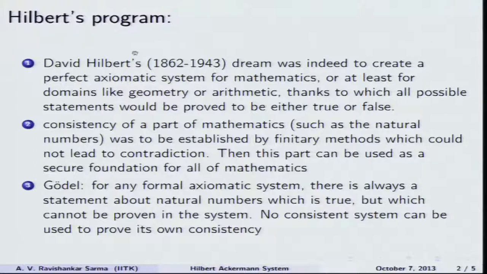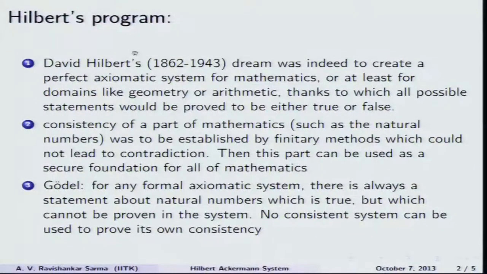His dream was indeed to create a perfect axiomatic system for mathematics, or at least, if we restrict ourselves, for geometry and arithmetic. As far as geometry and arithmetic are concerned, he wanted to come up with a grand axiomatic system. If you can construct this axiomatic system, then all possible true statements can be proved, or you can show that all provable theorems are automatically true.